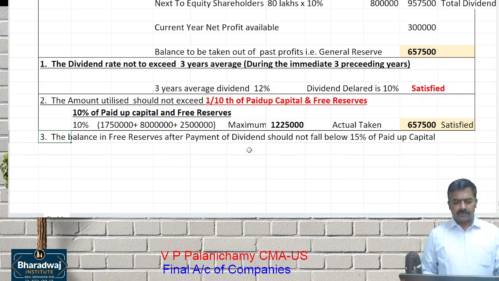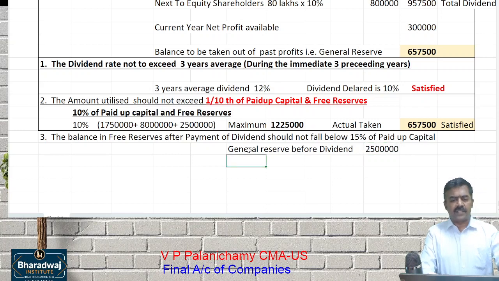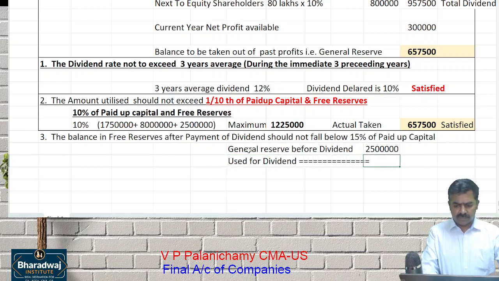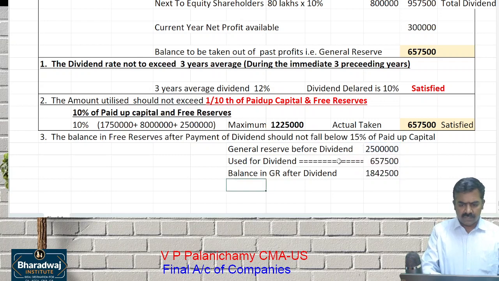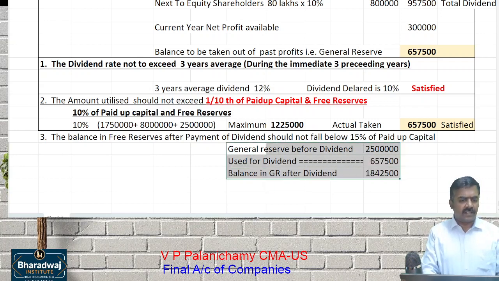15% of paid up capital. What is the general reserve before dividend? 25 lakhs. Listen to it, 2 minutes, then you can take it up. How much is used for dividend? 6 lakhs 57,500. What is the balance in general reserve after dividend? 25 lakhs minus this one.